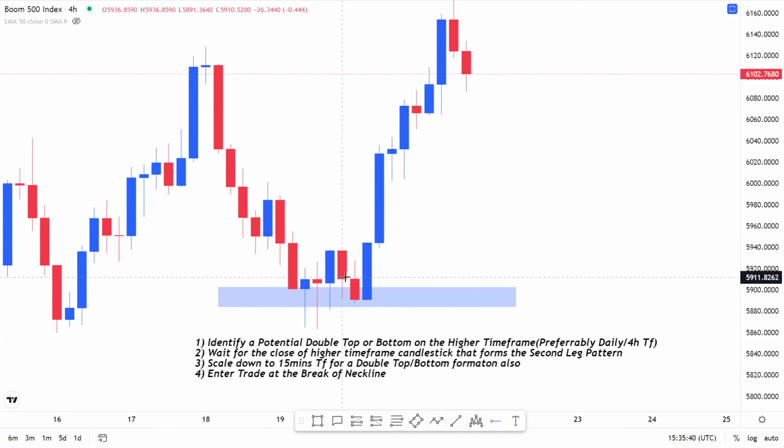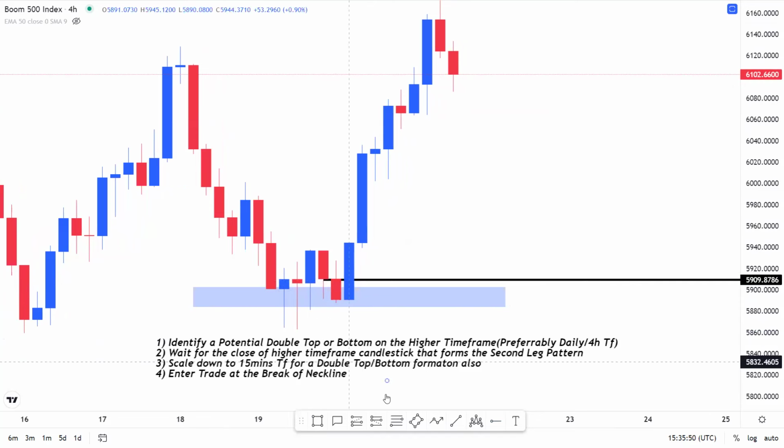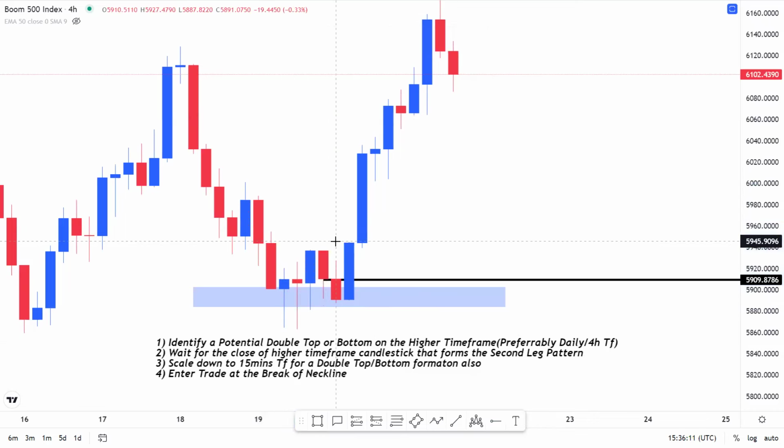And now all I needed to do was wait for the close of this candlestick. You can see we had that close right about here, rejection, and then we had closed. So that was the second leg of my potential double bottom pattern, potential W pattern. And the rule states that once we have a close of the 4-hourly candlestick that forms the second leg of the W pattern, quickly scale down to the 15 minutes time frame.